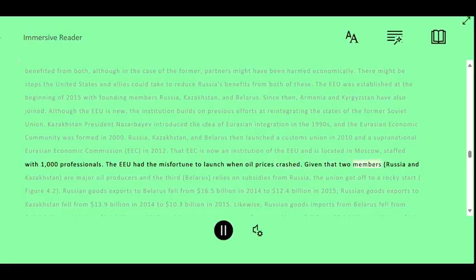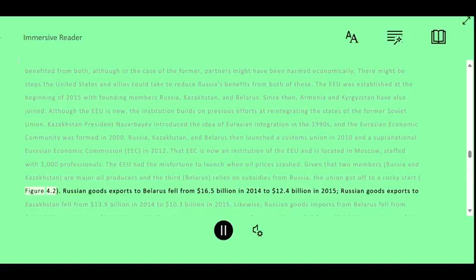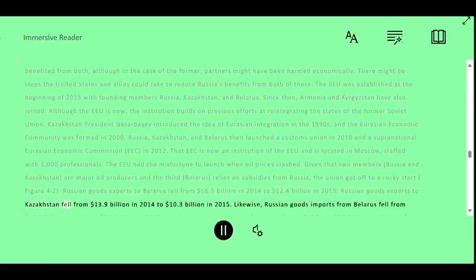The EU had the misfortune to launch when oil prices crashed. Given that two members, Russia and Kazakhstan, are major oil producers and the third, Belarus, relies on subsidies from Russia, the union got off to a rocky start. Figure 4.2. Russian goods exports to Belarus fell from $16.5 billion in 2014 to $12.4 billion in 2015. Russian goods exports to Kazakhstan fell from $13.9 billion in 2014 to $10.3 billion in 2015.